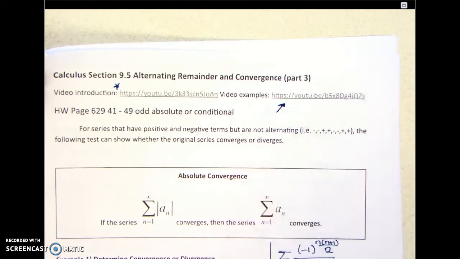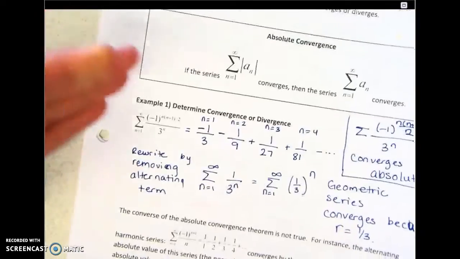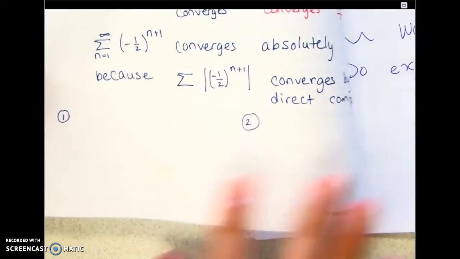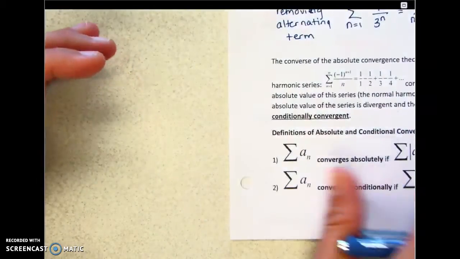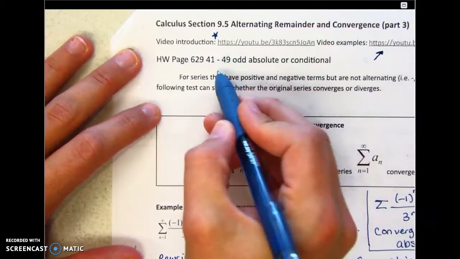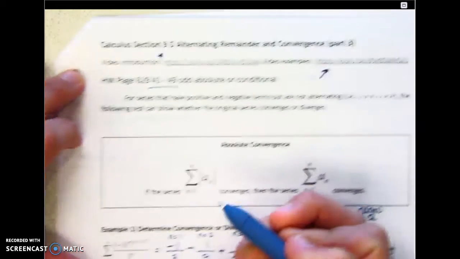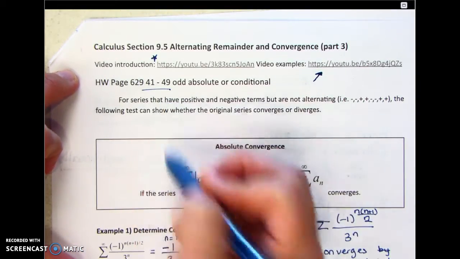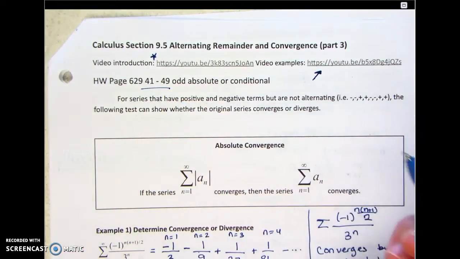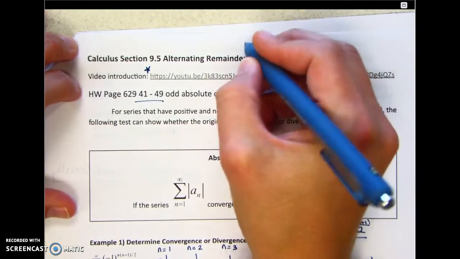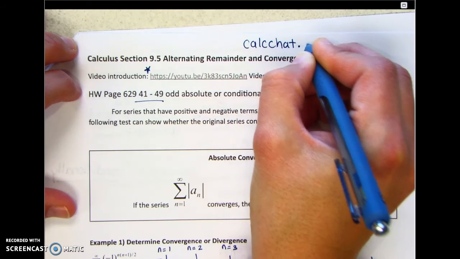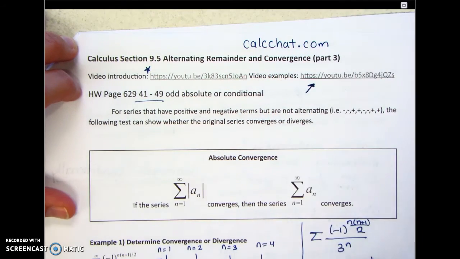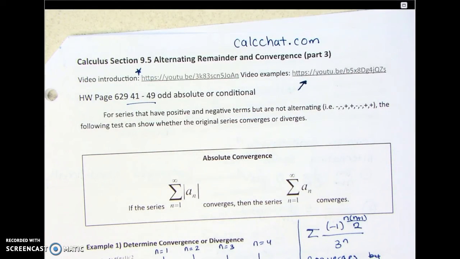So go here, and he re-explains the whole test. And then there's 2 little examples if you want to add those to your notes. But then you're going to go and do just a little bit. Do these converge absolutely or conditionally, 41 through 49 odd? Don't forget about calcchat.com. It works through all the problems for you.